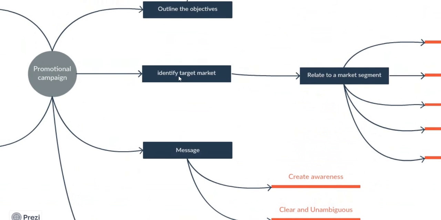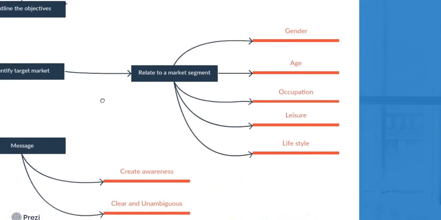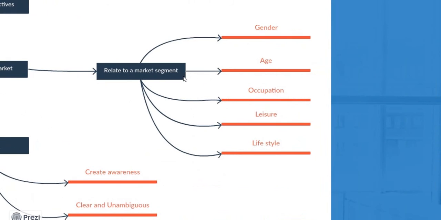When you are identifying the target market, you relate to a market segment, and we have already talked about this in some previous slides. The gender, age, occupation, leisure activities, what is it they do? What is their lifestyle? You have to define that.